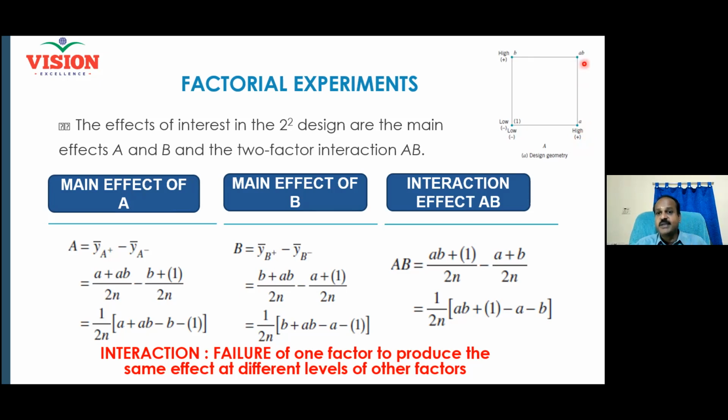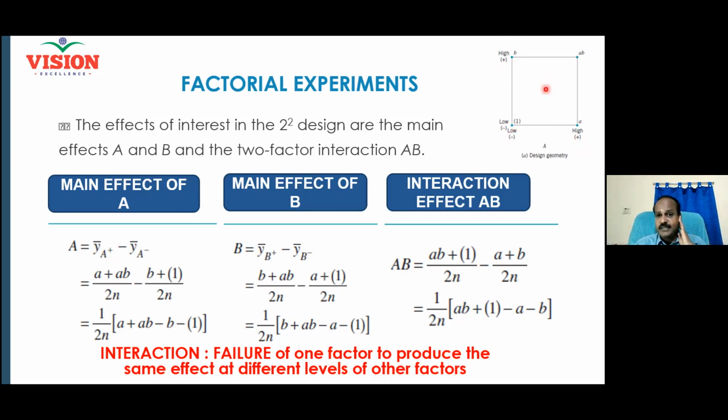Why is it changing from A to AB now? The reason is my B is also changed. So diagonally I am moving now. Do you understand? My result is moving diagonally. Earlier my result was moving like this, and so I was able to understand the main effect. Now when it is moving diagonally, I will be able to understand the interaction effect.